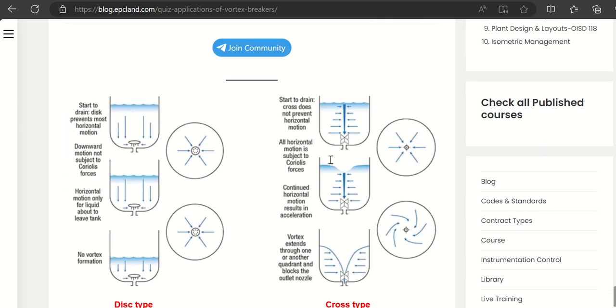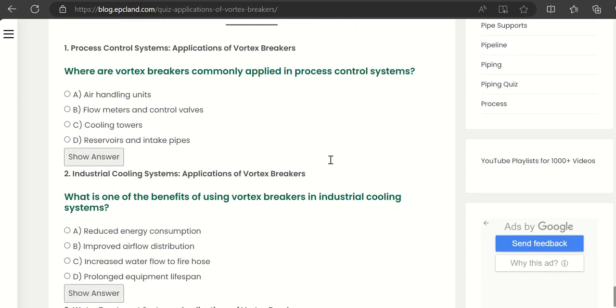In this section we'll look at a few of the multiple choice questions related to applications of vortex breakers. So first one, as we talked about in the last section also, the control system, process control systems, where we generally use the vortex breakers. So let us see what kind of questions are there. Where are vortex breakers commonly applied in process control systems? Whether it is air handling units, flow meters, cooling towers, or reservoirs and intake pipes.